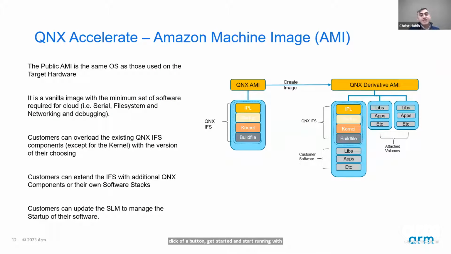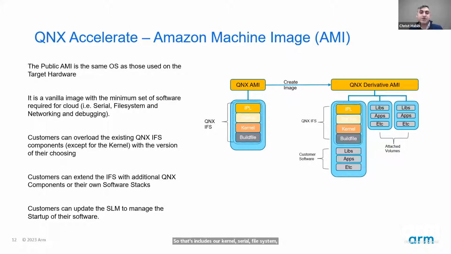Now, just as a little in-depth explanation as to how this works, because some people ask, is this a different product than what we actually sell with our SDP? No, this is actually one for one what our OS is. All we did, what the QNX AMI is, is just some foundational pieces that make the target system work in the cloud. So that includes our kernel, serial, file system, networking, debugging, and so forth.